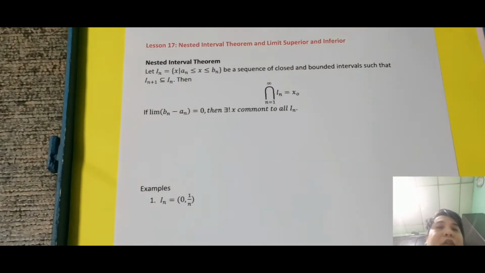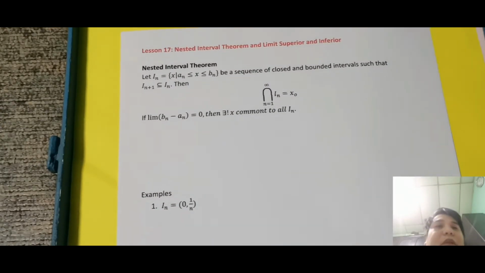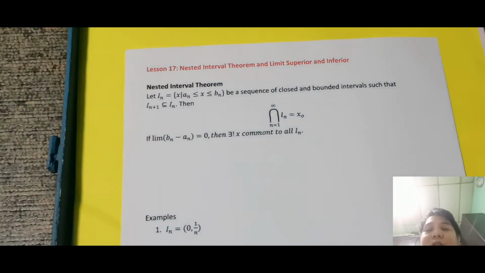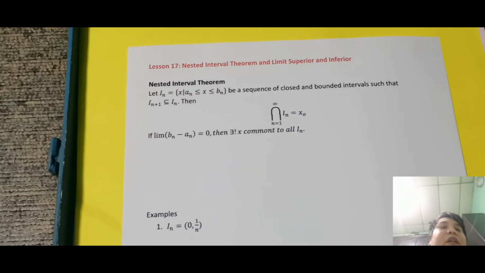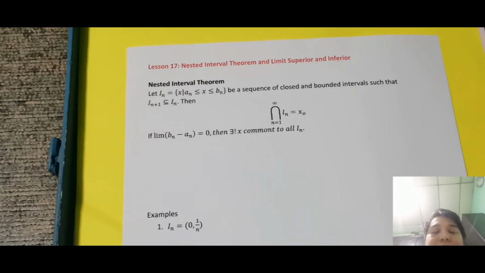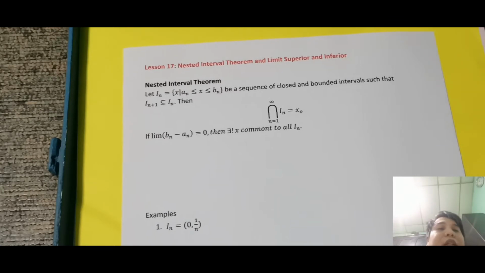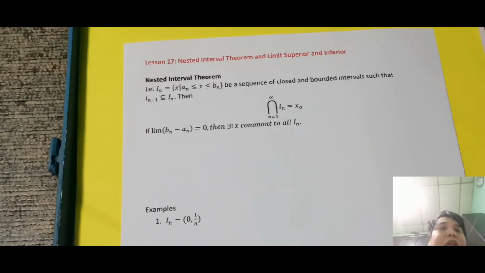Okay, so meron dito na theorem. So the nested interval theorem says: let I sub n be equal to the set of x such that a sub n is less than or equal to x less than or equal to b sub n, a closed and bounded interval, such that I sub n plus 1 is a subset of I sub n. Then the intersection from n equals 1 up to infinity of I sub n is equal to x naught. Note, ang base dyan is x naught, hindi x sub 0. Okay, so that is x naught.